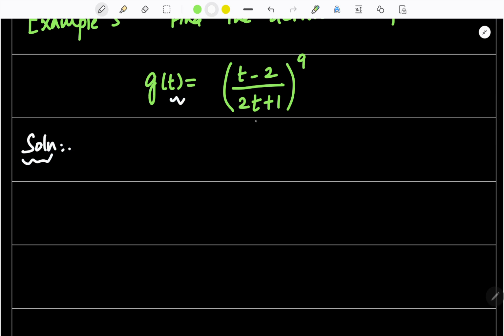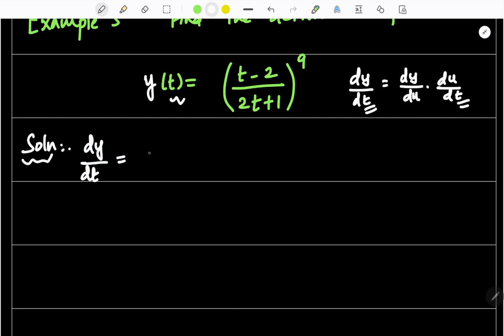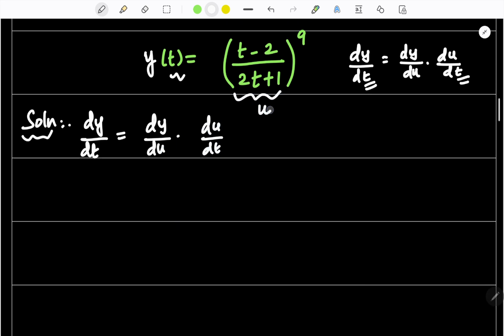So this is the function in terms of t. What is the formula? dy/dx is equal to dy/du times du/dt, instead of x, this is dy/dt. The variable must be the same. So instead of g, I can call it y, no problem, easier for you. So dy/dt is equal to dy/du times du/dt. So I'm going to call this u.